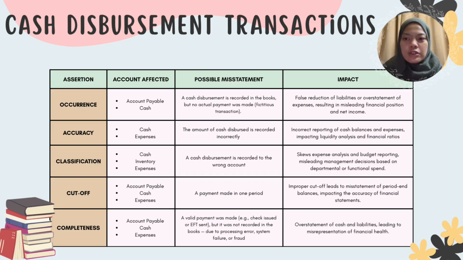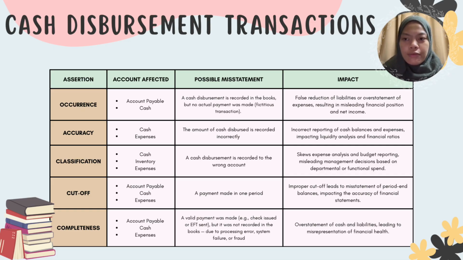Next is classification. Possible misstatement was a cash disbursement is recorded to the wrong account, so the impact was skewed expenses analysis and budgeting reporting, misleading management decisions based on department or functional spend.